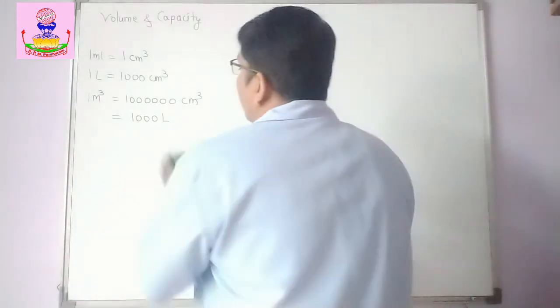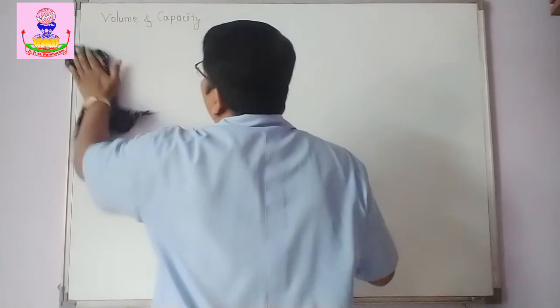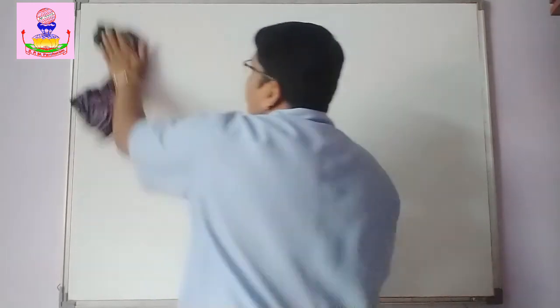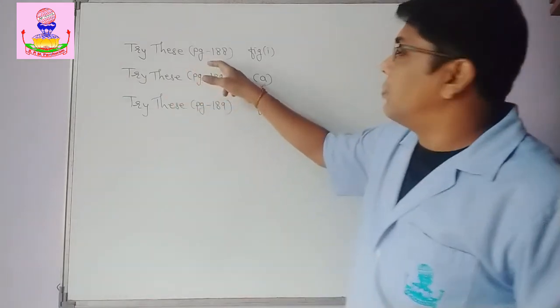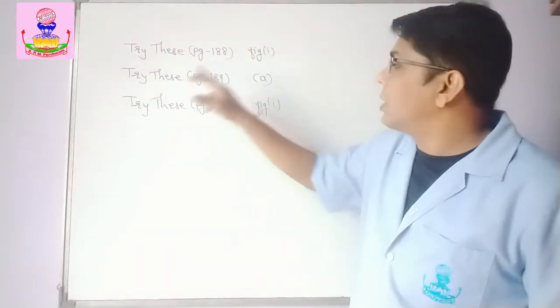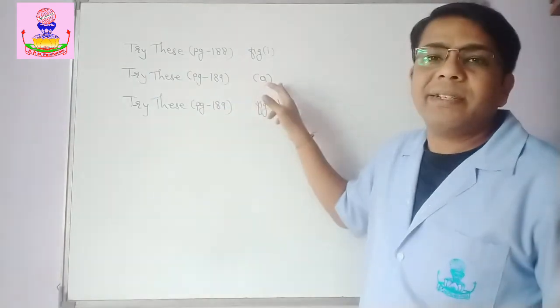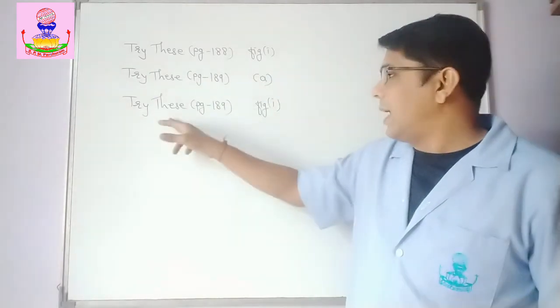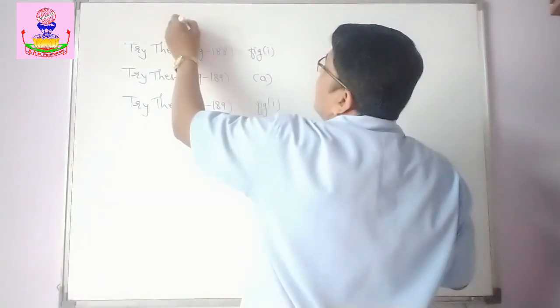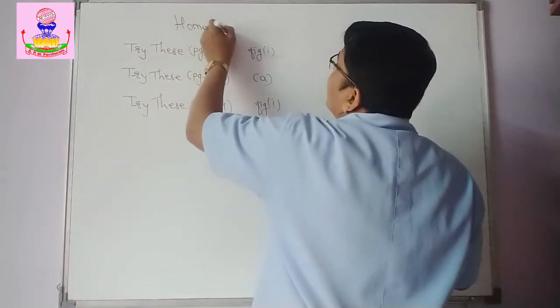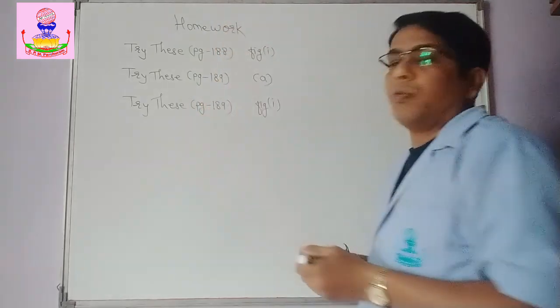So, dear students, we will stop here today, but before that, let me give you the homework on the board. Okay? So, try these on page 188. First figure is the homework. Try these on page 189. Sum A is the homework. And try this page 189. First figure is the homework. So, this is the homework for you.